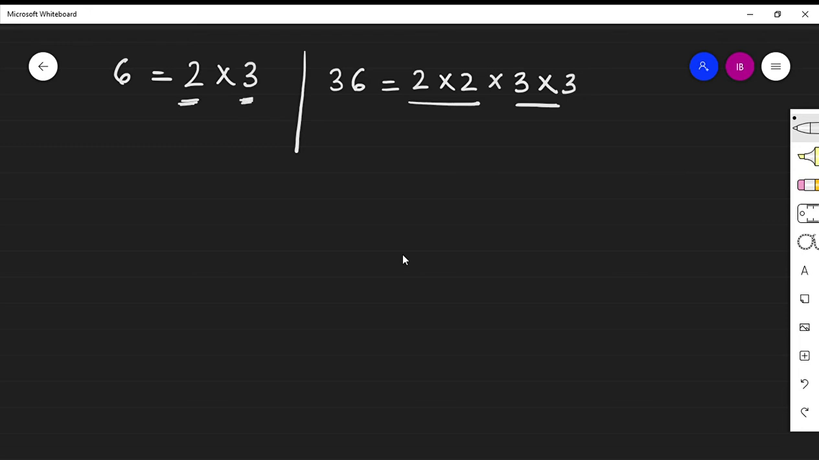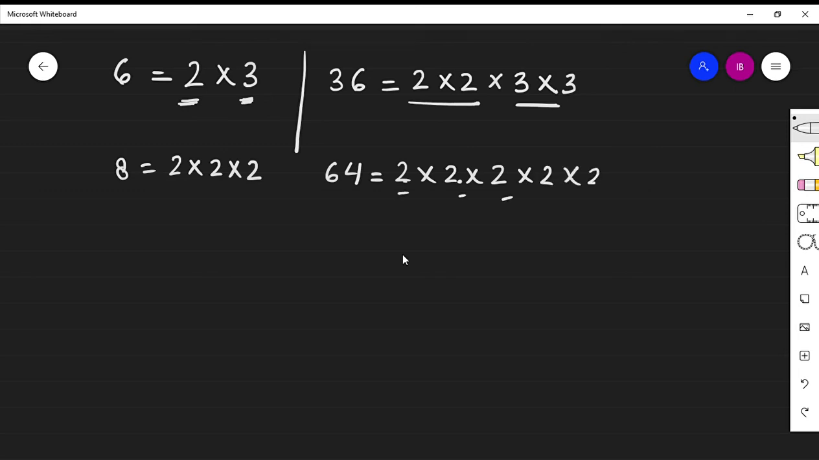Take one more example. Let's take 8. It is 2 into 2 into 2. What is the square of 8? 64. It will be 2 into 2 into 2 into 2 into 2 into 2. How many times are you getting this prime factor 2? It is 6 times. And here how many times are you getting it? Just thrice.